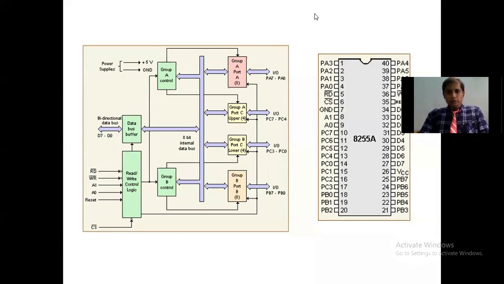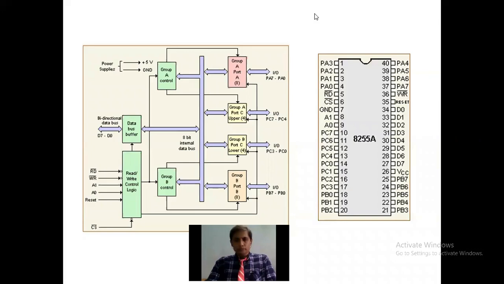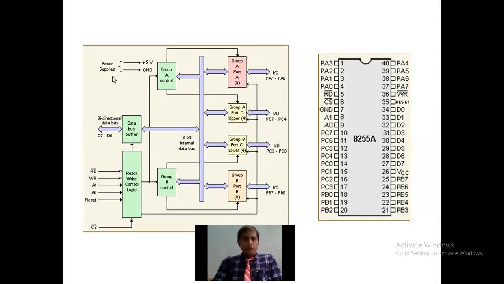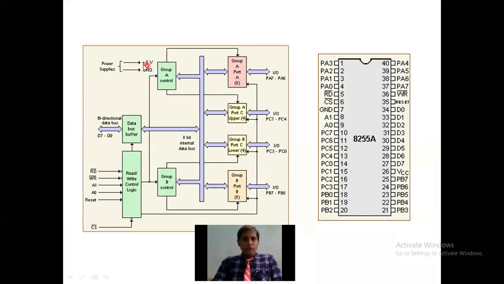Now see here, 8255 requires a 5 volts power supply, and grounding is also essential. And let us see the block diagram. This is the block diagram, and this side we observe the pin diagram. A total of 40 pins are present. Okay. Now let us see the main blocks.